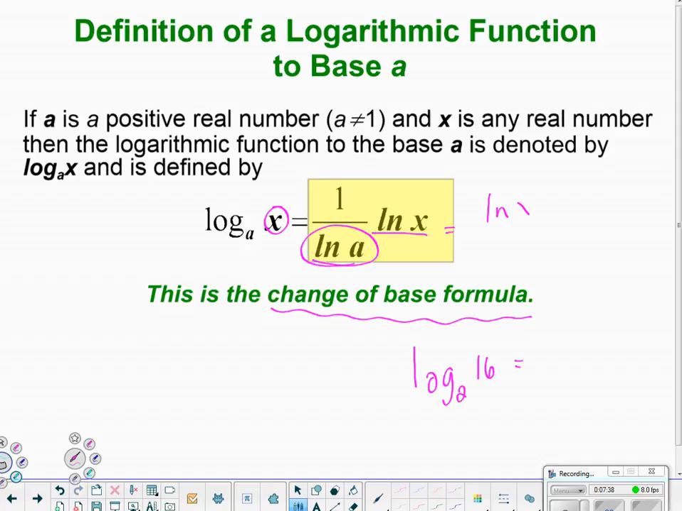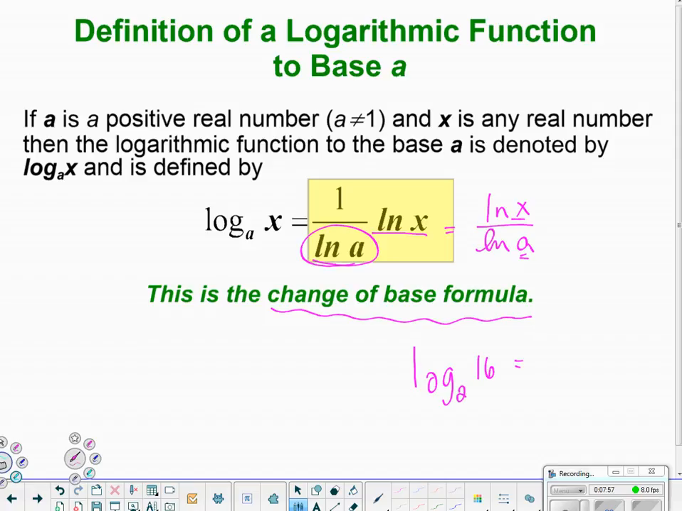I always kind of thought of it as this. This is higher than this, so this was always on top and this was always producing the bottom. X was a higher value. It's above the a, isn't it? So change of base formula was pretty easy to remember. Natural log of x over natural log of a.